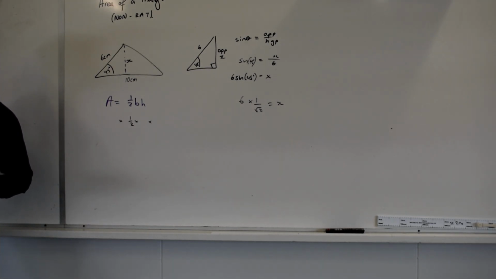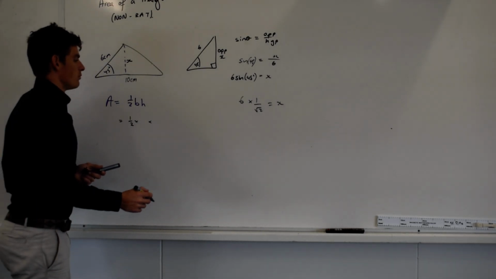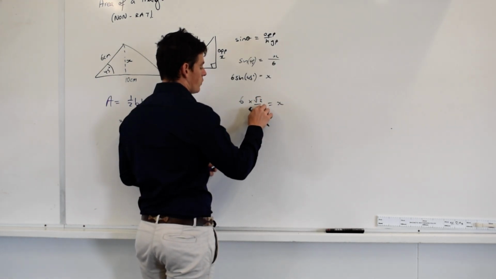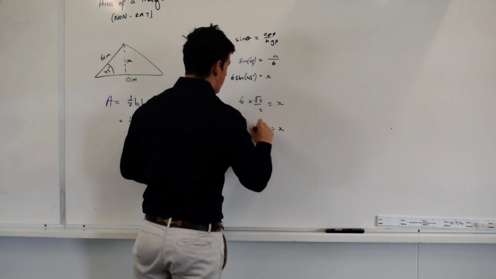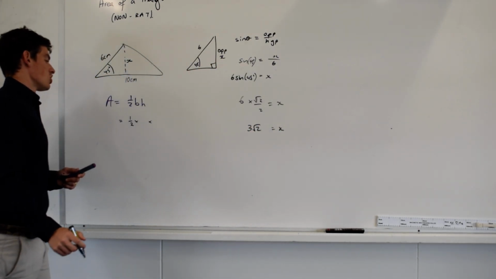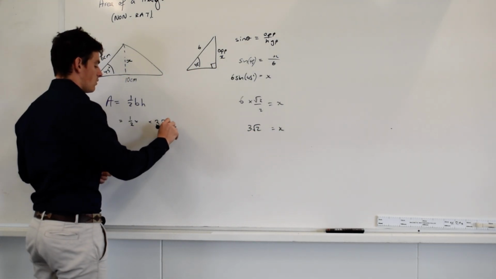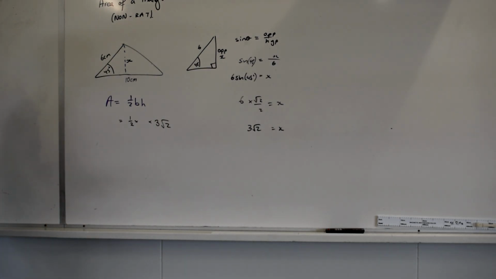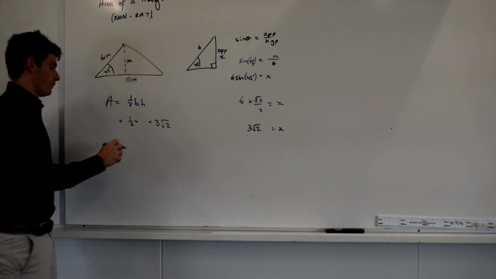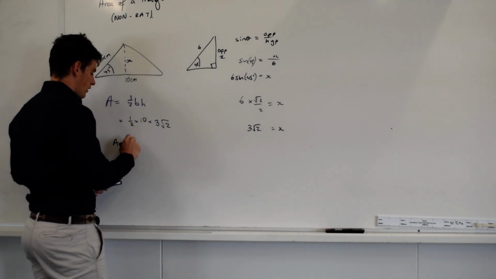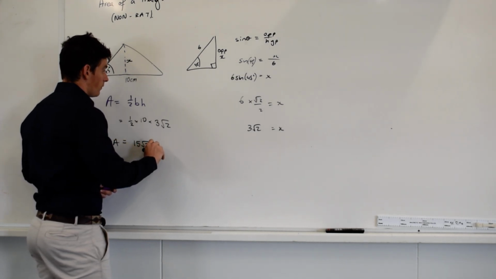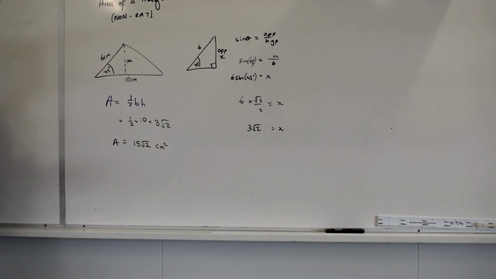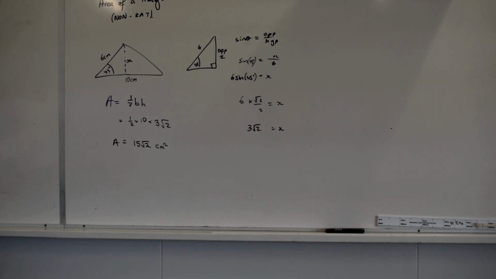Happy with that? So the height of our triangle is, and I'm just going to turn this into root 2 on 2. Are we happy with that? Cool. So the height of our triangle x is really equal to 3 root 2. So I have the height, which is 3 root 2, multiplied by my base, which is 10. So the area of my triangle is 5 times 3, which is 15 root 2 centimetres. We good? Does that make sense?